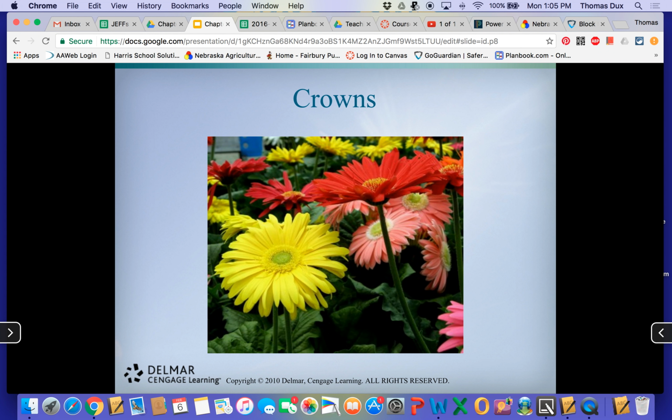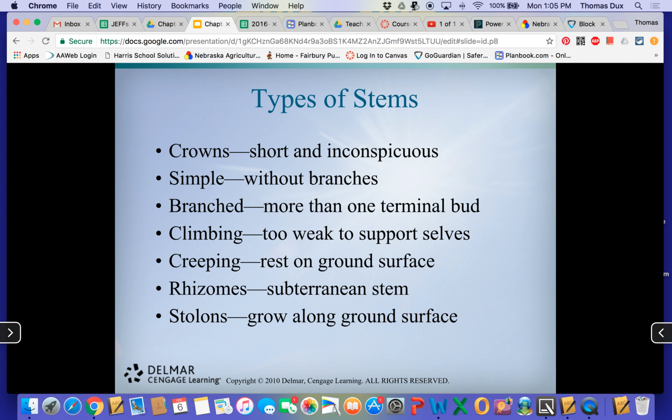Okay, here's a crown. Short and inconspicuous stems. This would be a crown. Anybody know what type of flower this is? That's not a flower. Not yet. It does start with a G, yes. Gerber daisy.